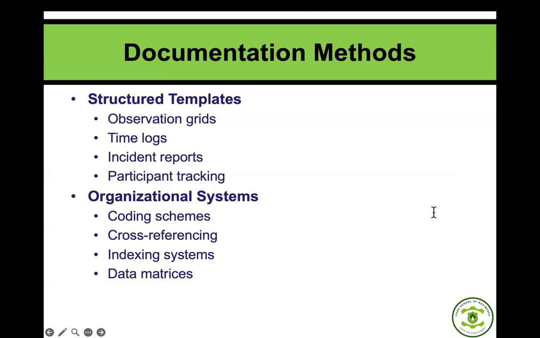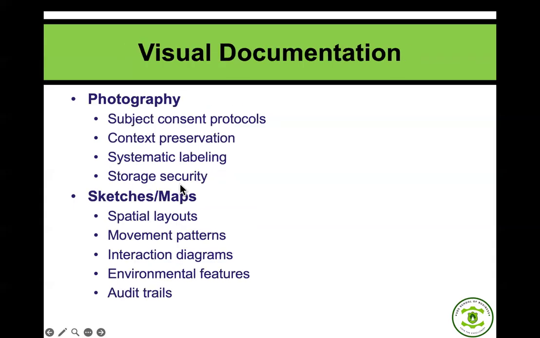Now, the other component I want us to look at is organizational systems. Organizational systems are frameworks that can help you as a researcher make sense of all the data you have gathered. And these are the coding schemes, cross-referencing, indexing systems, and data matrix. The majority of these things will be more meaningful when we are dealing with data analysis techniques. Even in some contexts, we can use visual documentation by taking pictures or maybe making sketches or maps of what we have observed in the field setting.